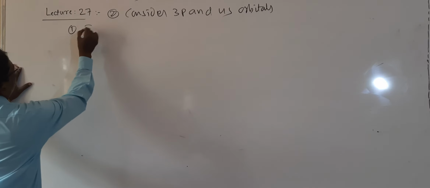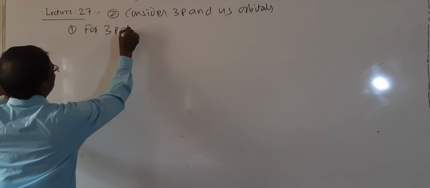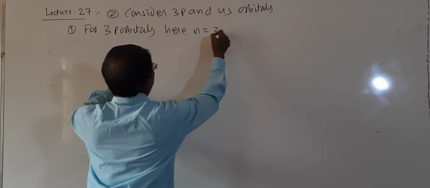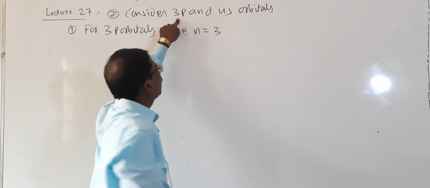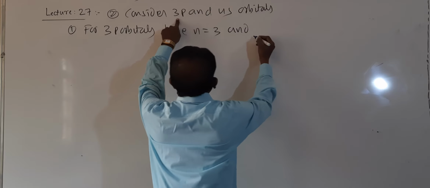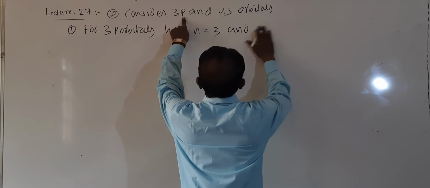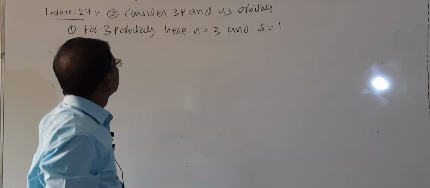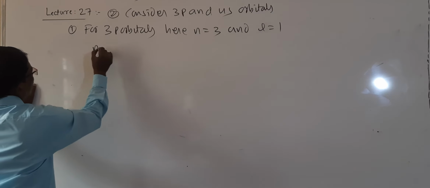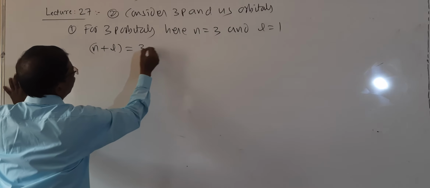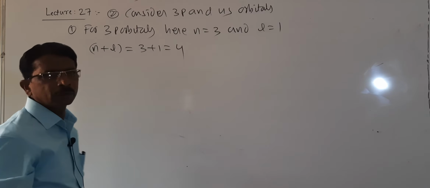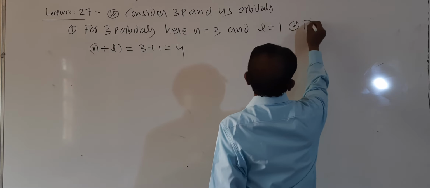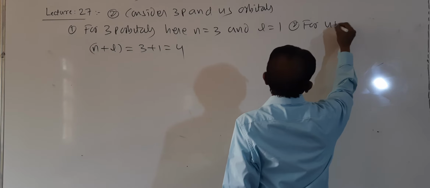So, number 1, for 3p orbitals, here n is equal to 3, it is always n value 3, and p means orbital, L is equal to 1. So, what happens here? Therefore, n plus L is equal to 3 plus 1 is equal to 4. Its energy is 4. Then what happens to the second one for 4s orbital?